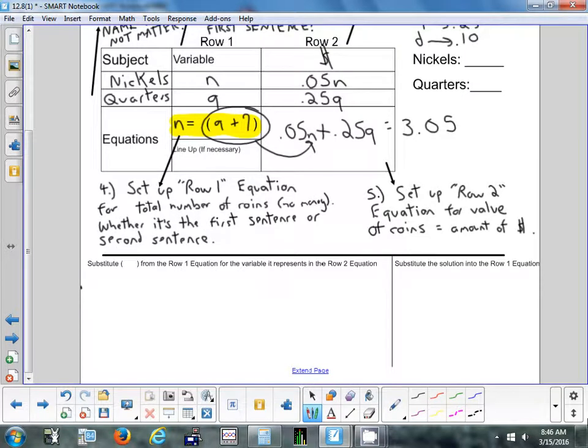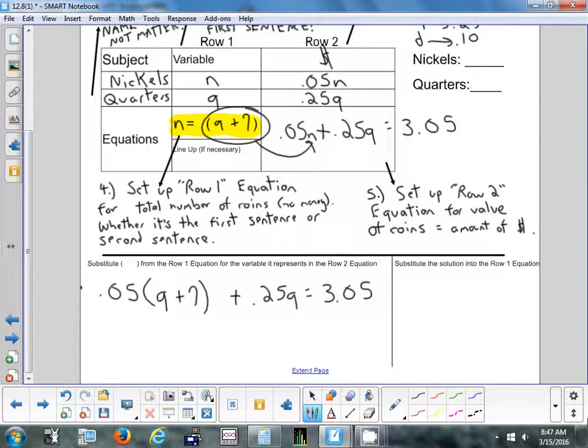So what's my new equation going to look like when I write it in? What number is it going to start with? Logan? The 0.05 times Q plus 7. Then plus 0.25 Q equals 3.05. Just like we did yesterday.